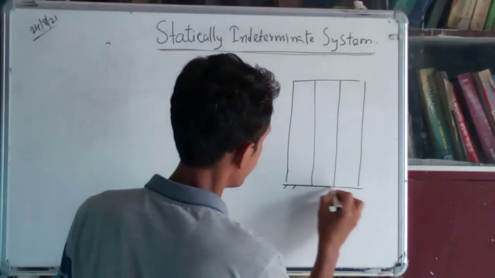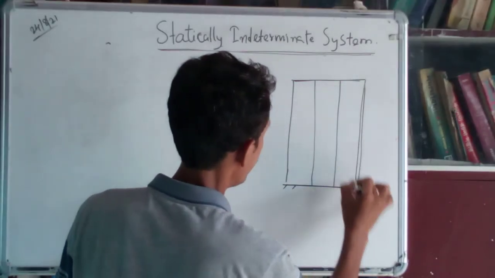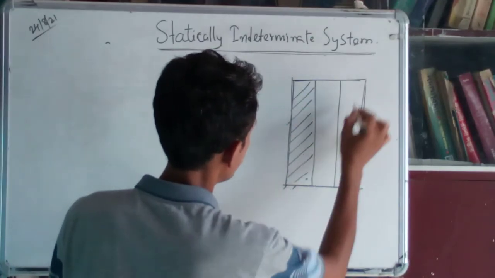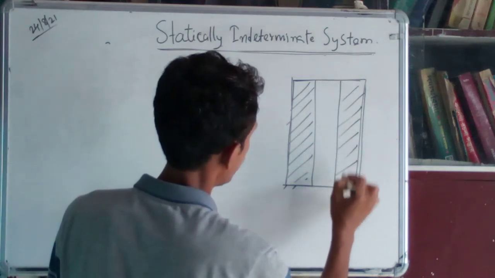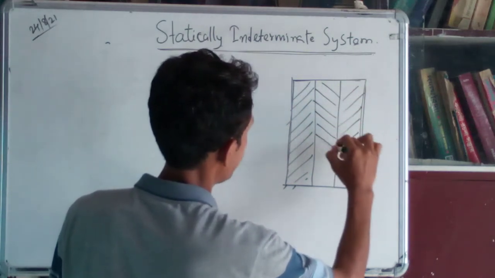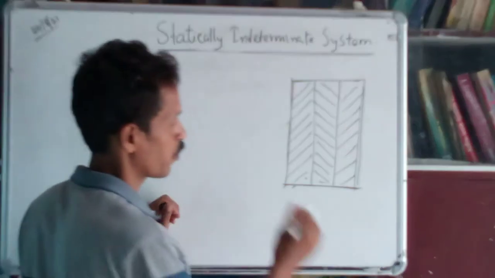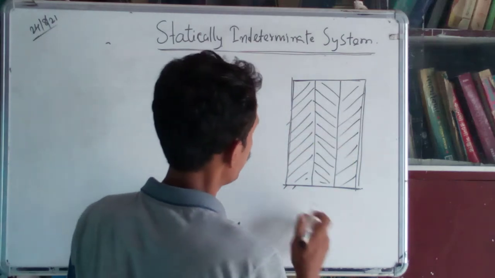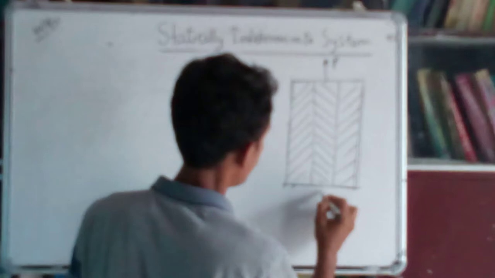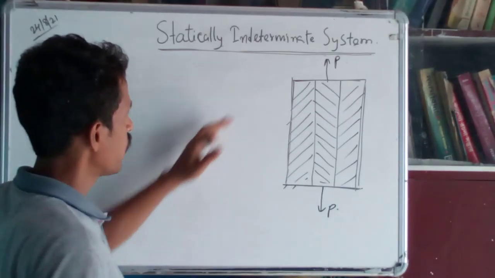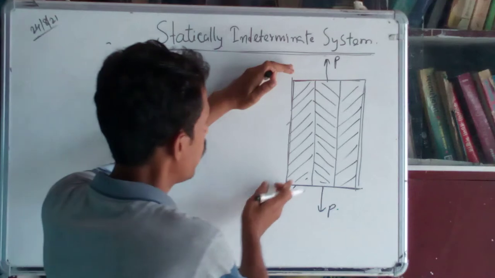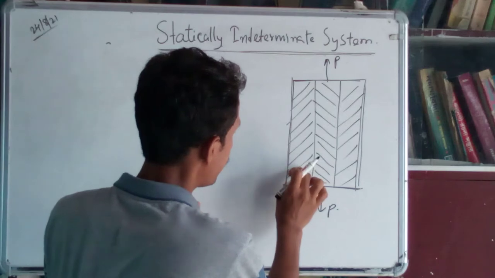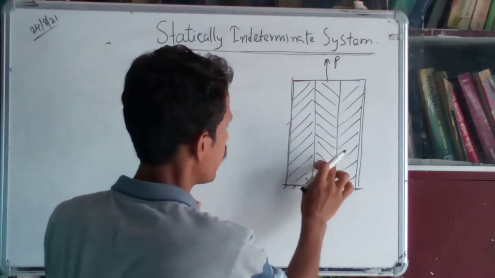Here, both ends are fixed. One part is made up of one material, and the other is made up of another material. So two materials are here. Suppose a steel pipe inside a copper tube. You can see that while both ends are fixed, the total load will be shared by both this material and this material.